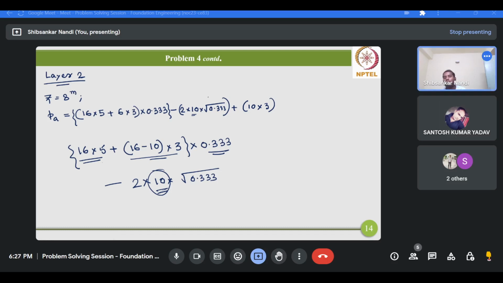No, then this entire term will be 0. If this is zero, then second component will be not there.